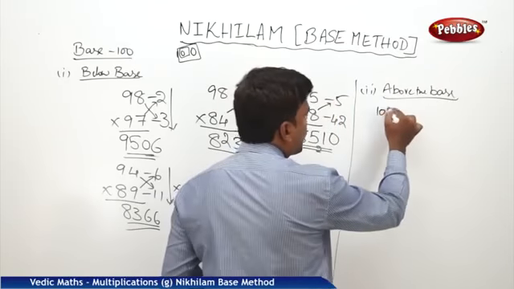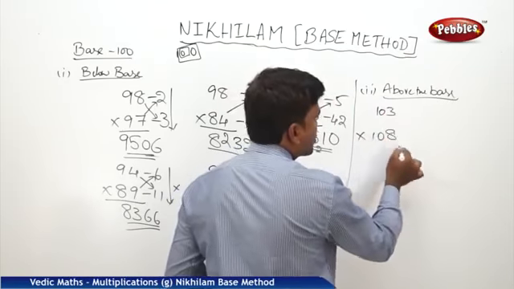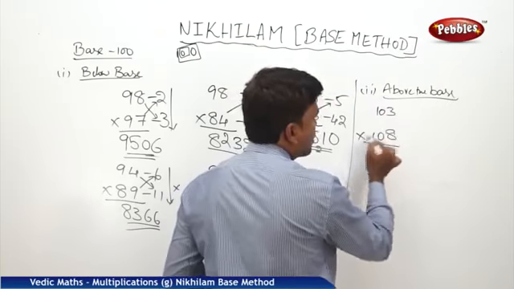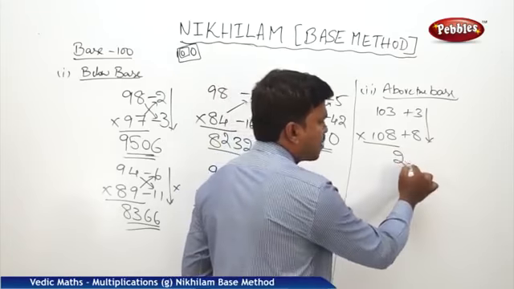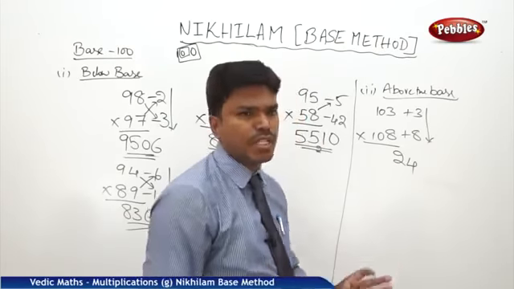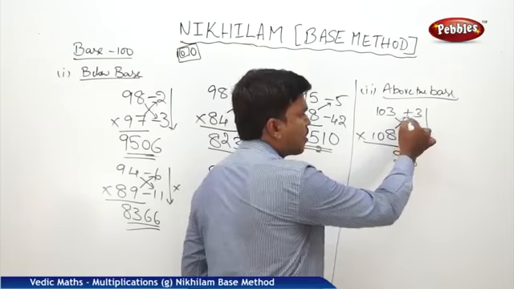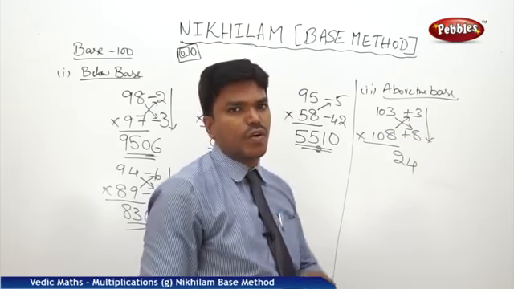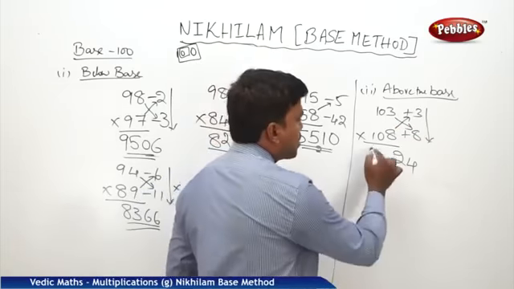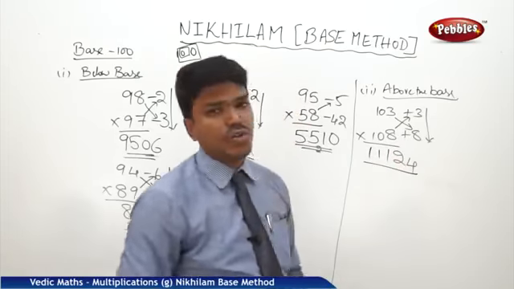That means if both the numbers are above the base, how to calculate? Let us take 103 into 108. This time it is plus 3, plus 8. So if you multiply both, 3 8s are 24. So the right side part is 24, no problem with this one. 103 plus 8, 108 plus 3. Cross addition. Both will give the same answer. So what is the answer? 111. So my answer is 11124.